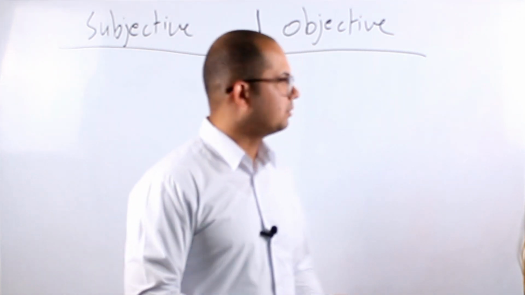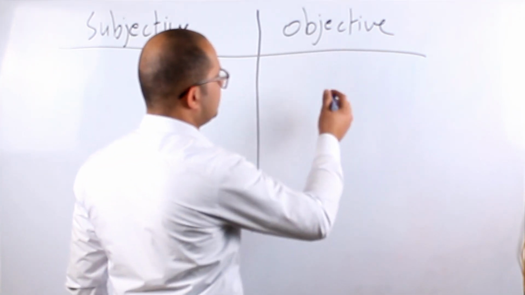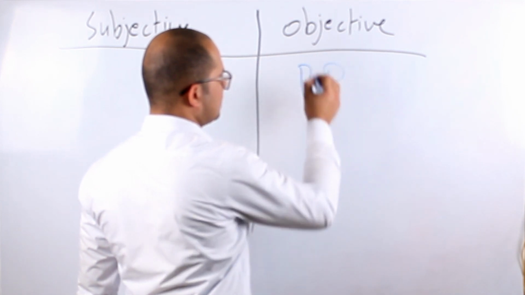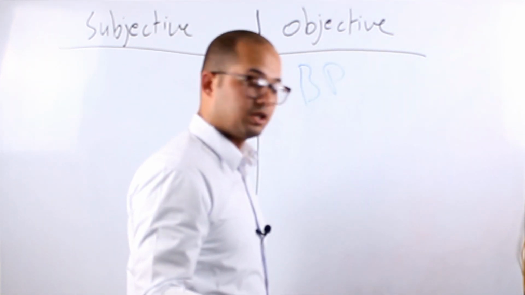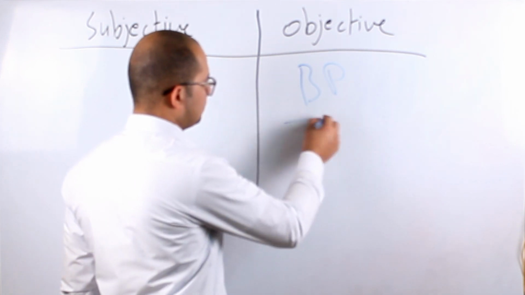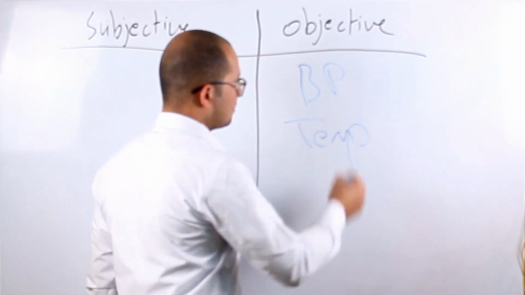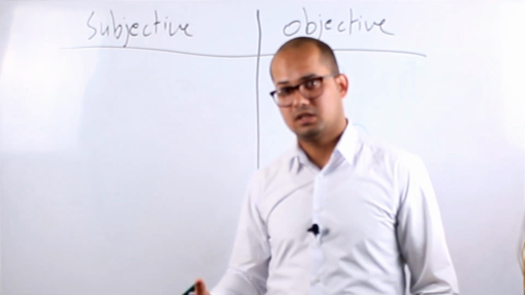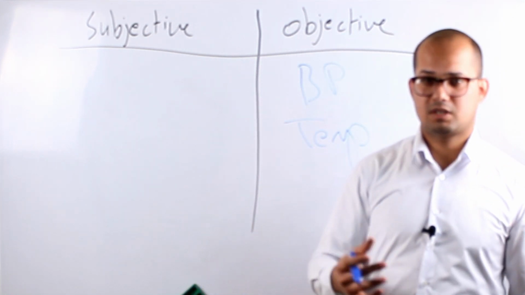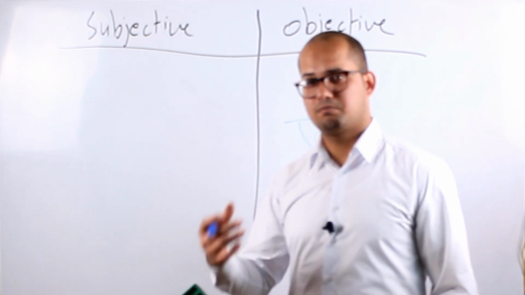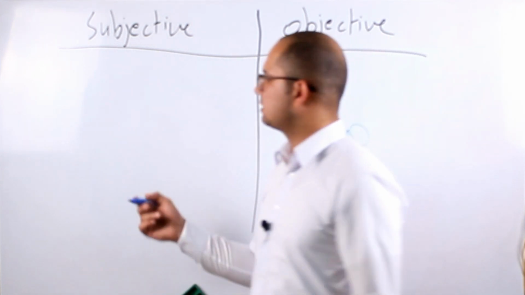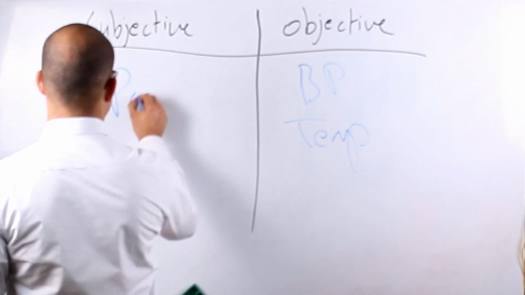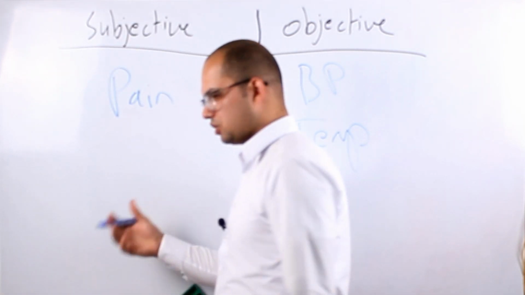Let's take a few examples. Objective findings are like blood pressure, something you test and measure, or body temperature. While subjective, as we said, depends on the patient's perception, or is something the patient should tell you about. It is like pain. You can't measure pain.